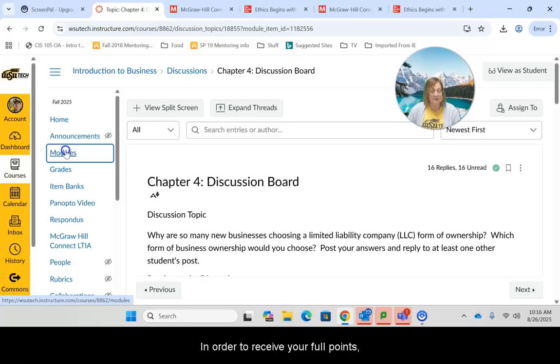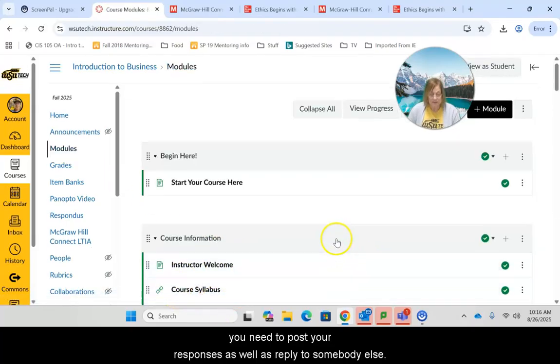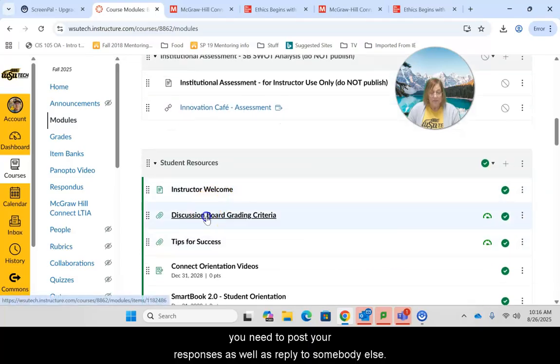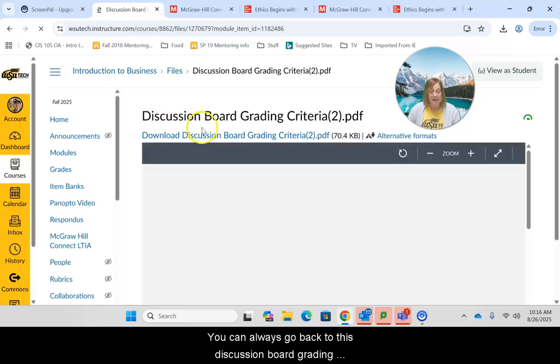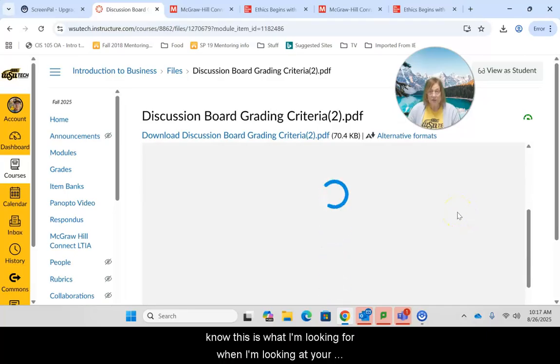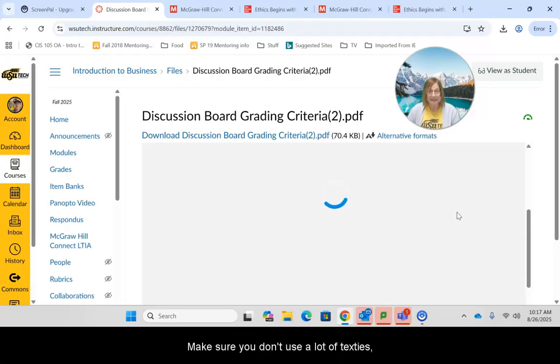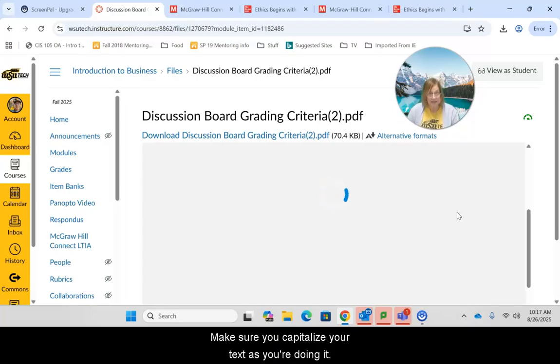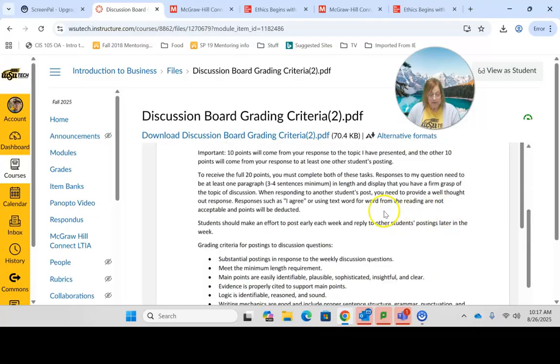Again, for both of these, in order to receive your full points, you need to post your responses as well as reply to somebody else. You can always go back to this discussion board grading criteria that's in the module here in Canvas, and it lets you know this is what I'm looking for when I'm looking at your discussion posts. I am definitely looking for business English. Make sure you don't use a lot of texties, a lot of acronyms. Make sure you capitalize your text as you're doing it. 10 points is from your response to the topic, and then the other 10 points comes from your reply. So it's 50-50. So a big part of it is your reply to somebody else.